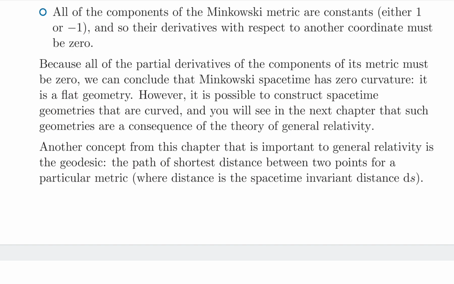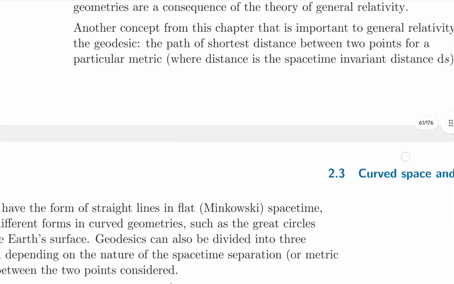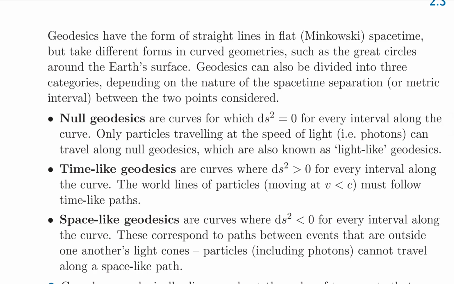However, it is possible to construct spacetime geometries that are curved. And you will see in the next chapter that such geometries are a consequence of the theory of general relativity. Another concept from this chapter that is important to general relativity is the geodesic, the path of the shortest distance between 2 points for a particular metric, where distance is the spacetime invariant distance ds. Geodesics have the form of straight lines in flat Minkowski spacetime, but take different forms in curved geometries, such as the great circles around the Earth's surface.